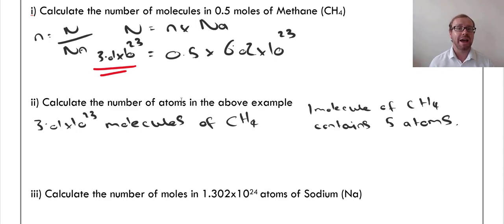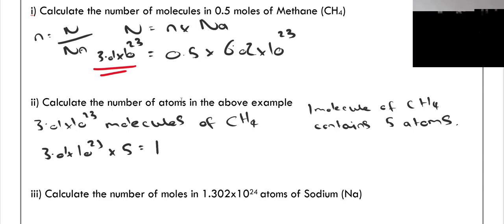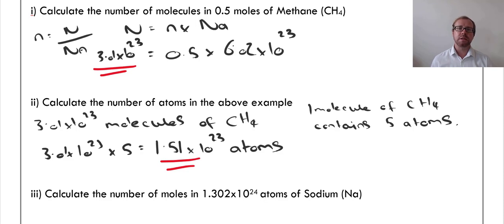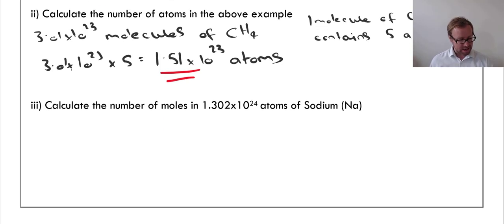Therefore, to work out my number of atoms in this, I must have 3.01 times 10 to the 23 times 5, which gives me a value of 1.51 times 10 to the 23 atoms. Okay, and this is why it's important to make sure you know the difference between these words, atoms, molecules, and moles. Otherwise, when you do calculations, if you get confused, you're going to get the wrong answer.